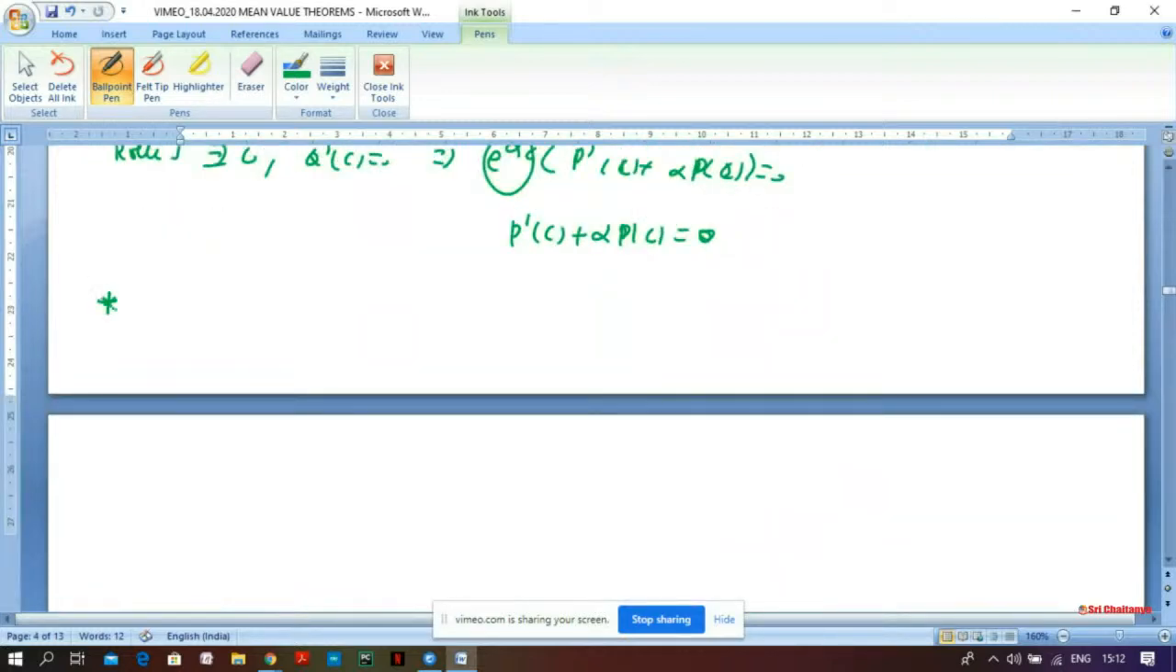Now I will tell you two more theorems, which are of course derived from Rolle's theorem only, but they have got different names, and they also are important because mostly they are used in other things. One is called Lagrange's mean value theorem, LMVT. The other is Cauchy's mean value theorem, that is CMVT, which of course we will do just afterward.